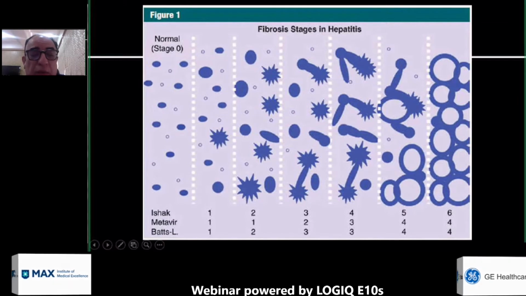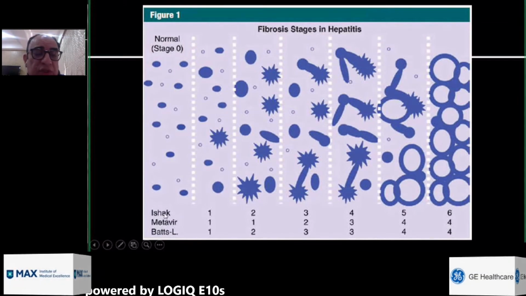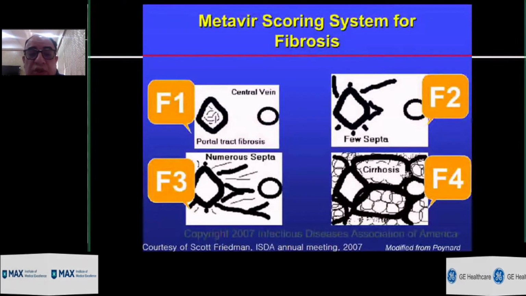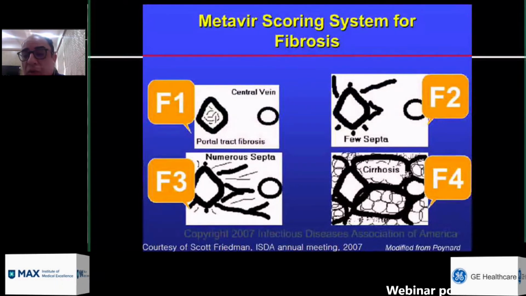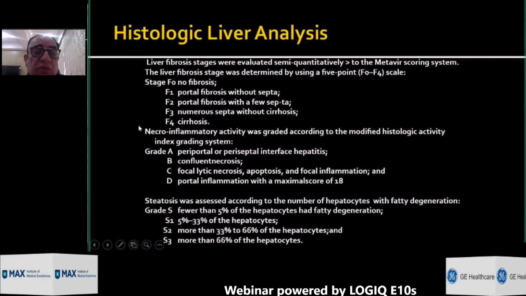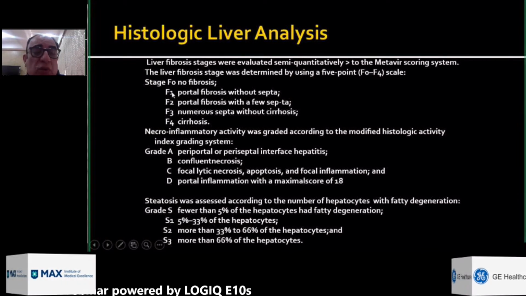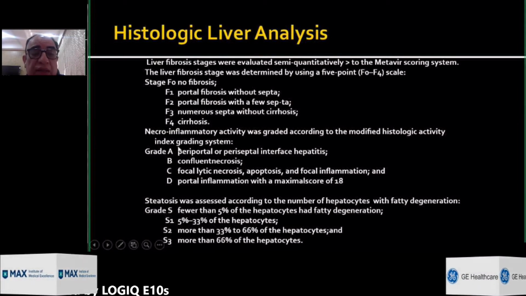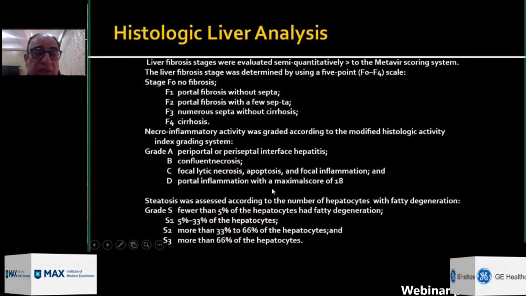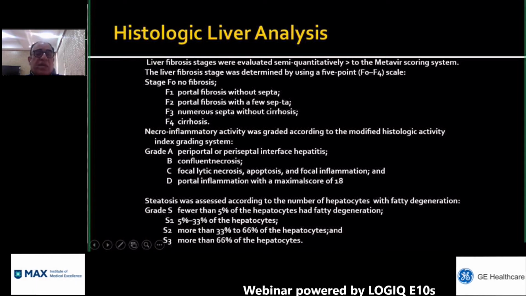Nidhi has already spoken about the various gradations that we see on histopathology. We have Ishak, Metavir, and BAT scoring, and these are some of the cartoons which give us a better idea of what these scores are like. But what's interesting is, as we saw in the previous talk, we had the liver fibrosis Metavir scoring from F1 to F4, the necro-inflammatory activity which is seen on biopsy, and now what we are seeing new with ultrasound is actual gradation of steatosis from grade S0 to grade S3.